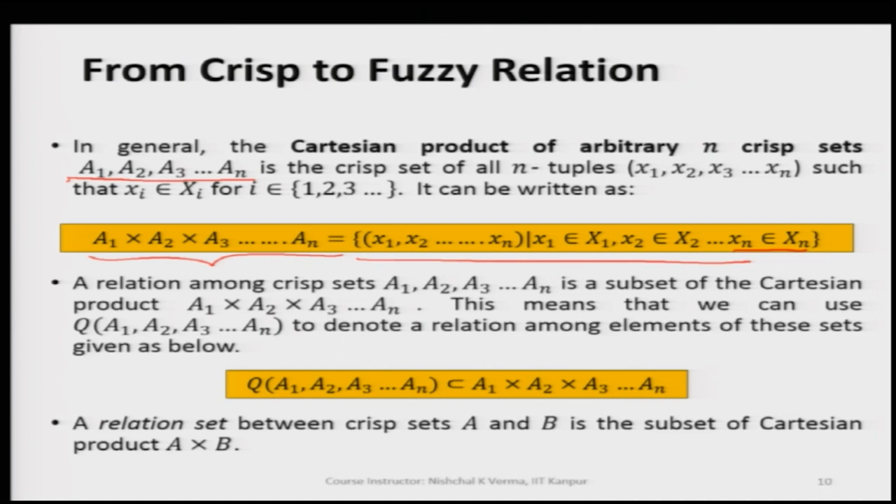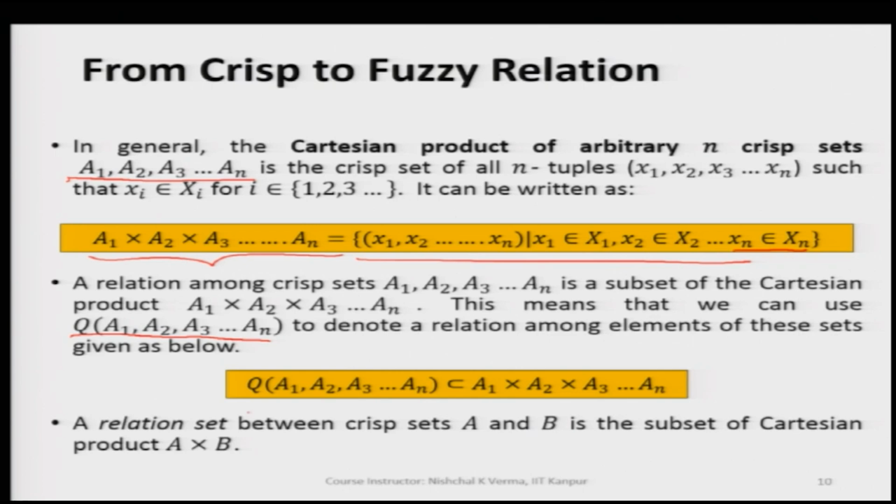Now, let us understand the relation among the crisp sets. When we are interested in finding the relation, normally we say the Cartesian product set is a relation set, but we need to know that the relation set is based on certain conditions. I will be discussing this in the next slide, but before that I would like to define the relation set by Q of A1, A2, A3 and so on up to An.